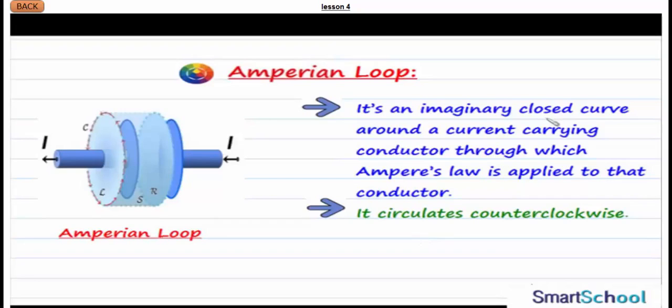Next, let us learn about the Amperian loop. It is an imaginary closed curve around a current-carrying conductor through which Ampere's law is applied to that conductor. The Amperian loop is chosen first in order to apply Ampere's circuital law, and it will always circulate counterclockwise.